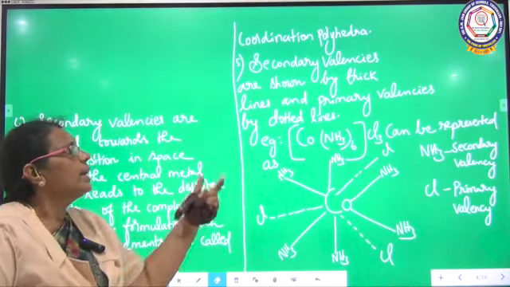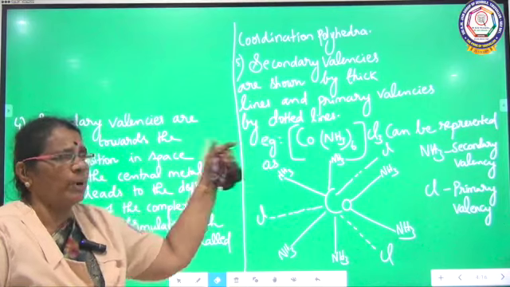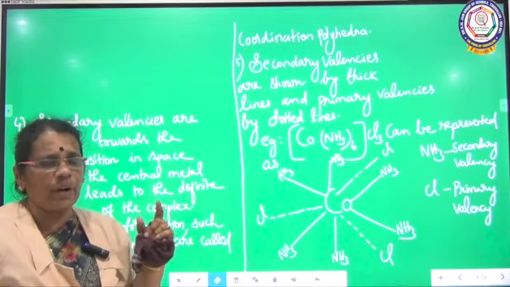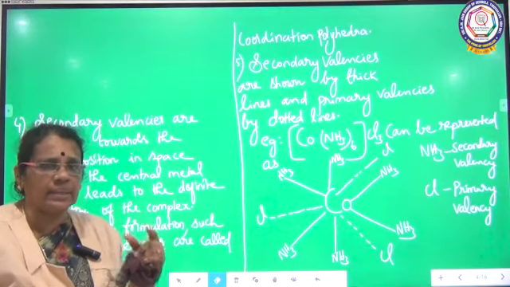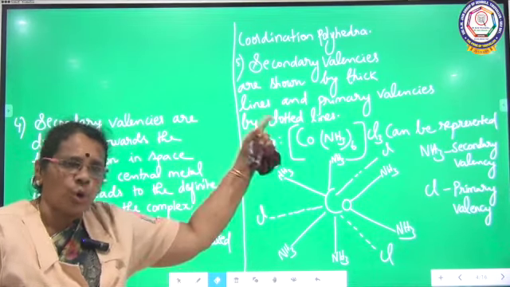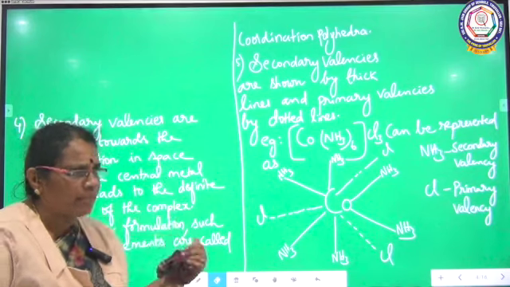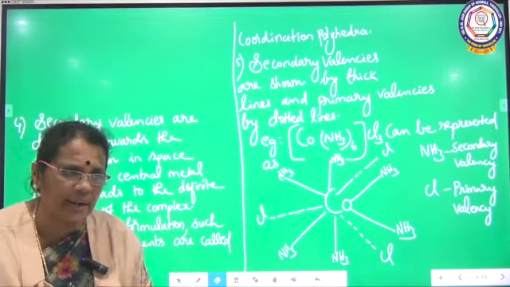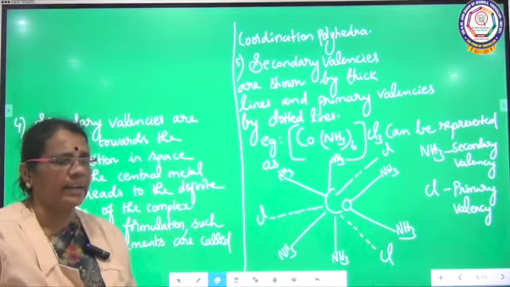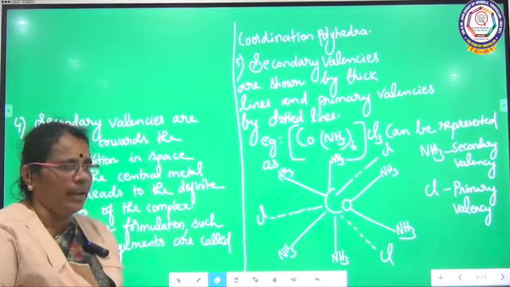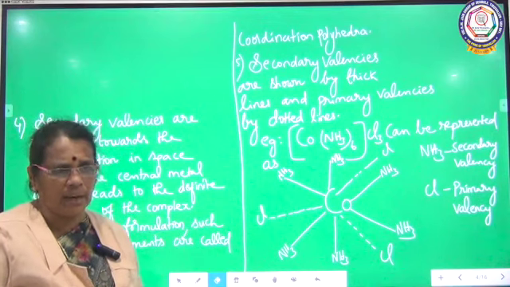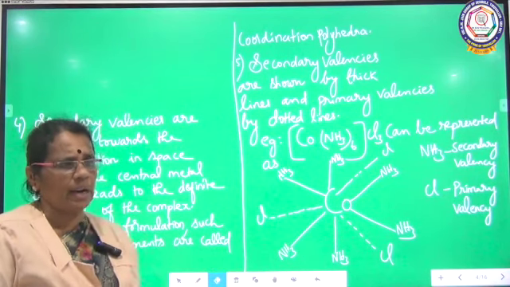The next point, secondary valencies are shown by thick lines. So we have to differentiate between primary and secondary valencies. Secondary valencies are shown by thick lines and primary valencies are shown by dotted lines. For example, I have written a complex, hexaamminecobalt(III) chloride. So here cobalt is the central metal ion.